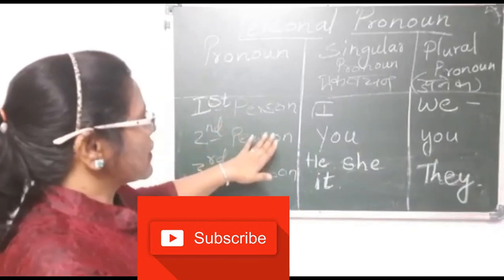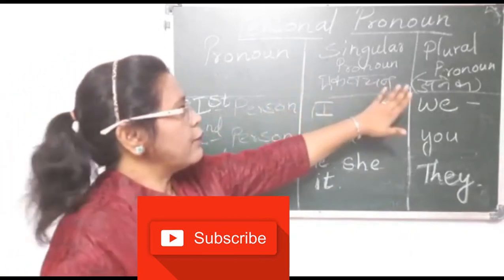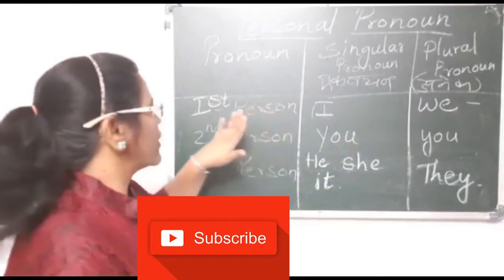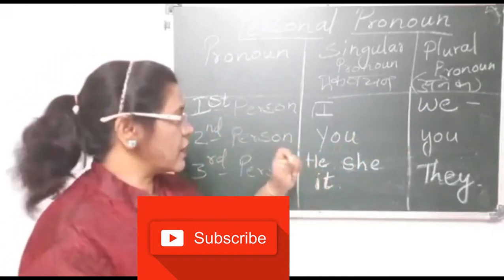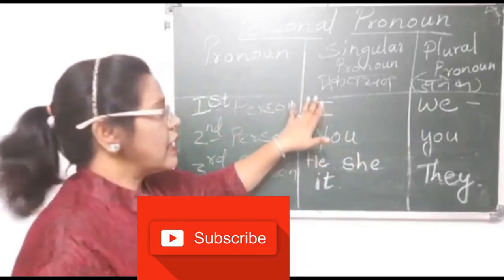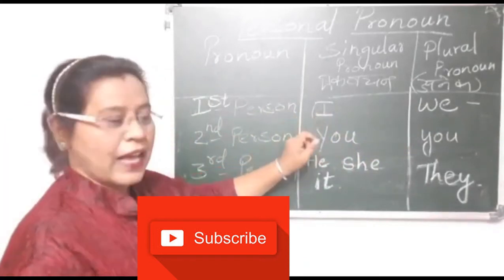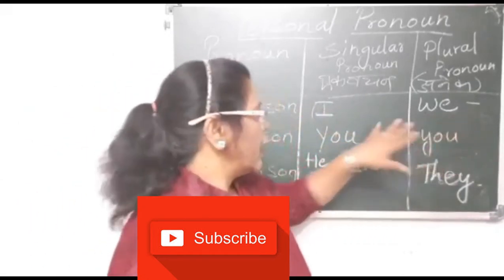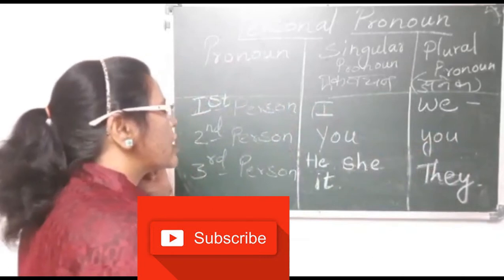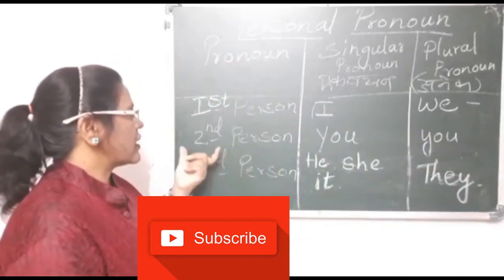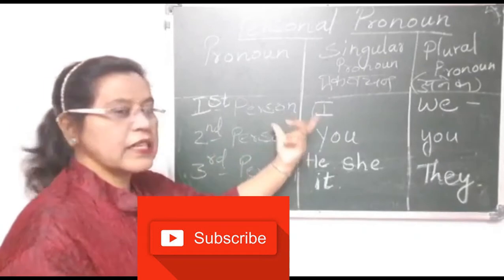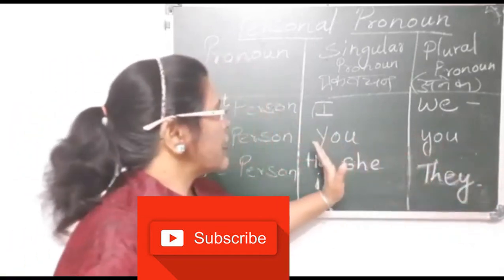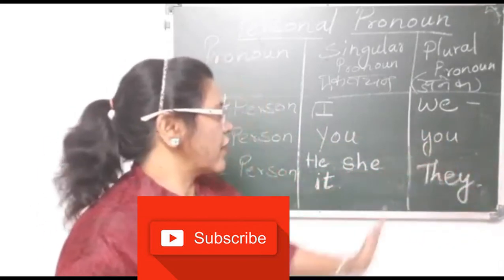So now the first person, here singular pronoun and the plural pronoun. In the first person, who is it? The first person is the person who is speaking. The speaker is I. In a singular pronoun we use I only, but in plural pronoun we use we. Now the second person is you. Singular is you, and the plural form is also you. There is no difference in singular and plural form. The same thing we can use.